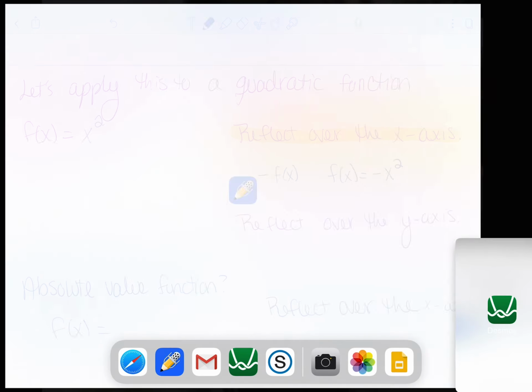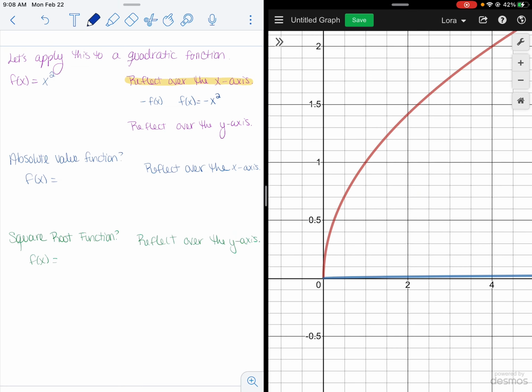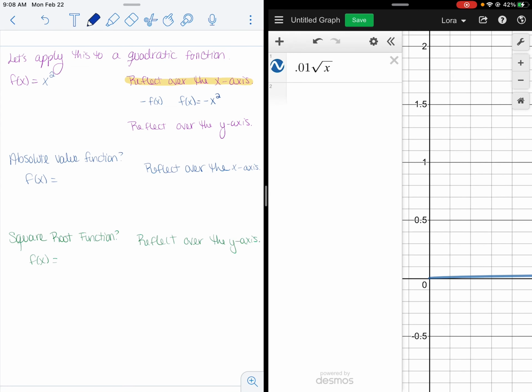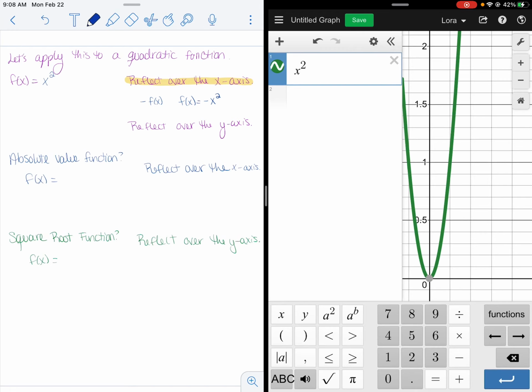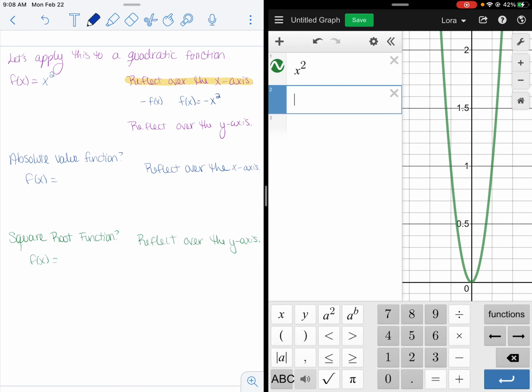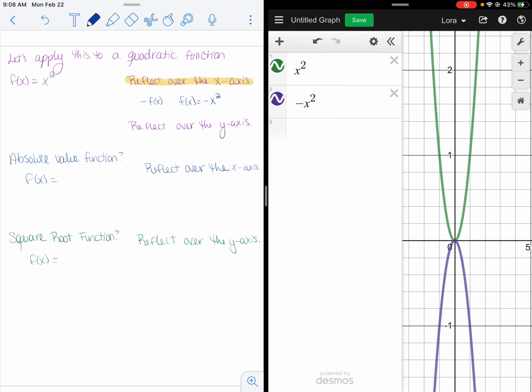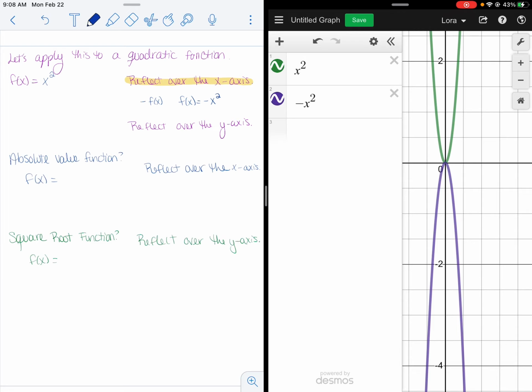All right, so let's pull up Desmos and just watch what happens as we do that. So we start with x squared, that's our parent function, and then if I do negative x squared, well, look where that graph went. It flipped over the x-axis. So it was facing up, now it's facing down.